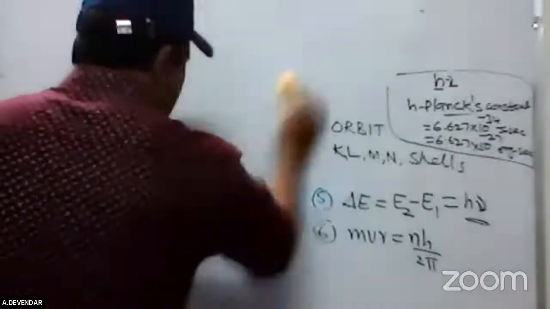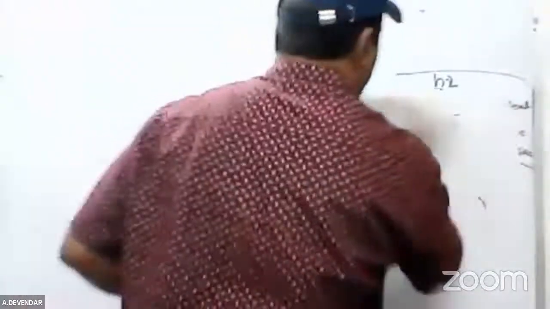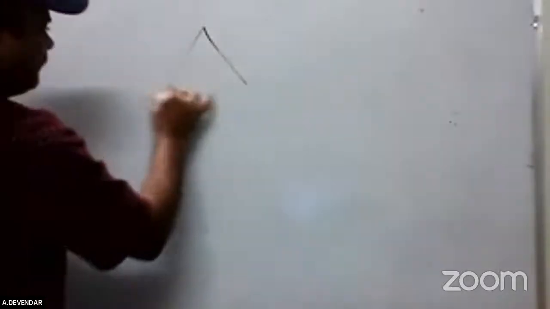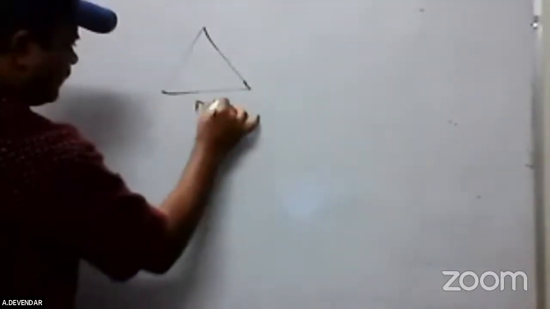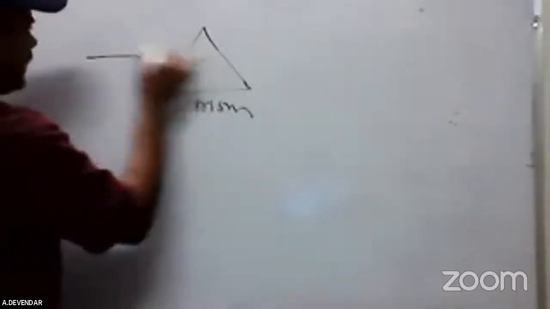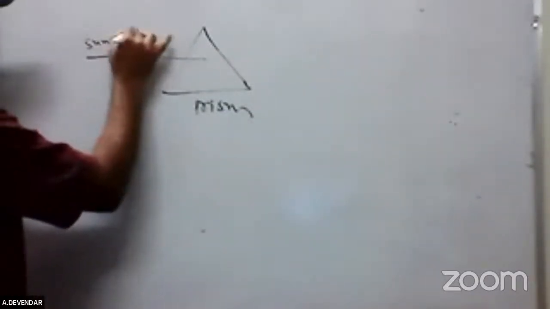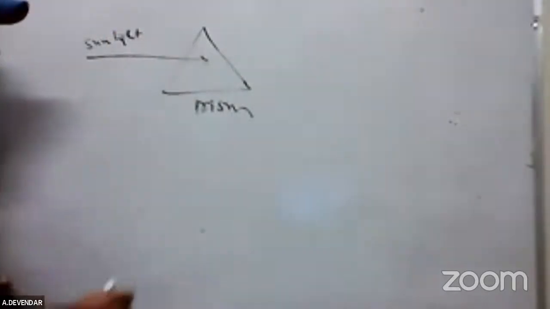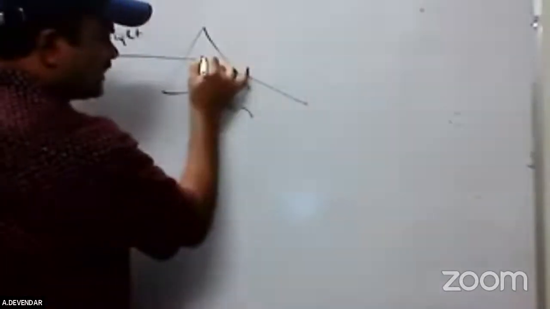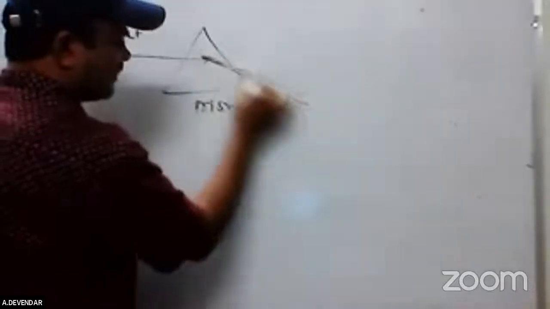Now we'll go to the next point, that is spectra. What do you mean by spectra? Simply, I will explain. Spectra involves a prism. When white light, say sunlight, falls on a prism, what happens? It is split into a number of component lines.